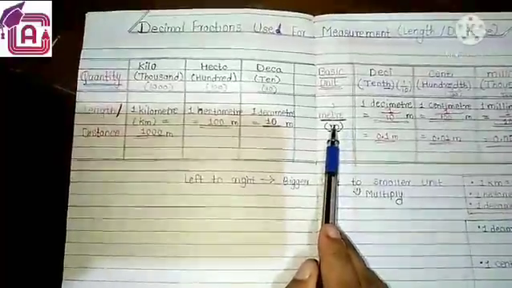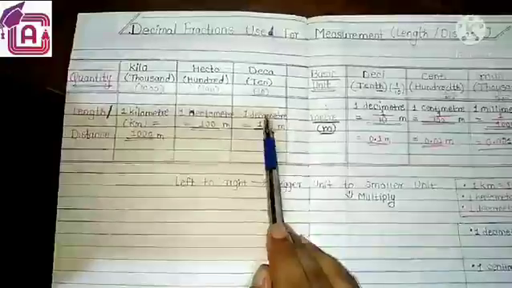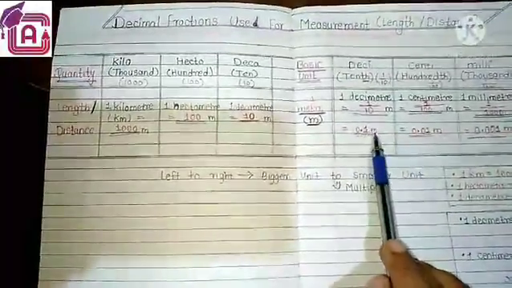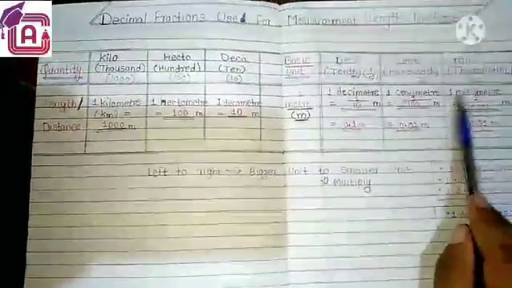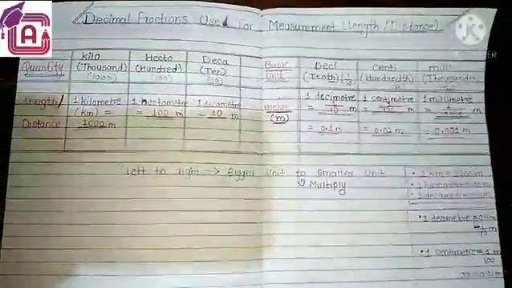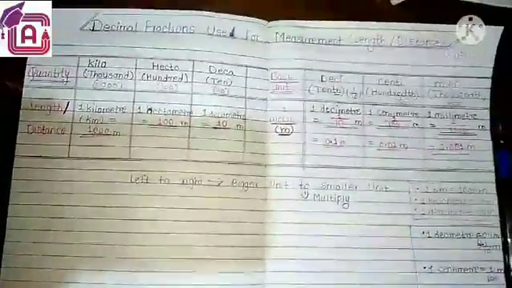So again I am revising. 1 kilometer is equal to how many meter? 1000 meter. Then 1 hectometer is equal to 100 meter. 1 decameter is equal to 10 meter. Then 1 decimeter is equal to 0.1 meter. Then 1 centimeter is equal to 0.01 meter. And 1 millimeter is equal to 0.001 meter. Now this is the way decimal fractions are used for the measurement of distance, in deci, centi, milli, along with the conversion of the different units.